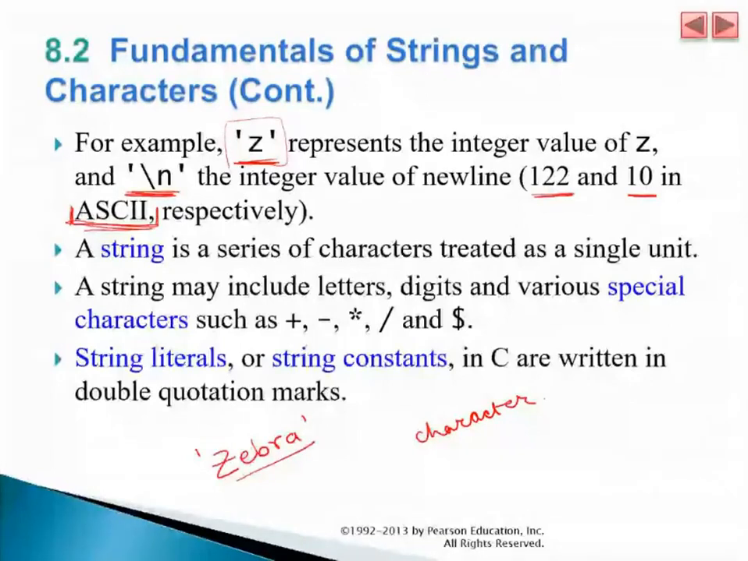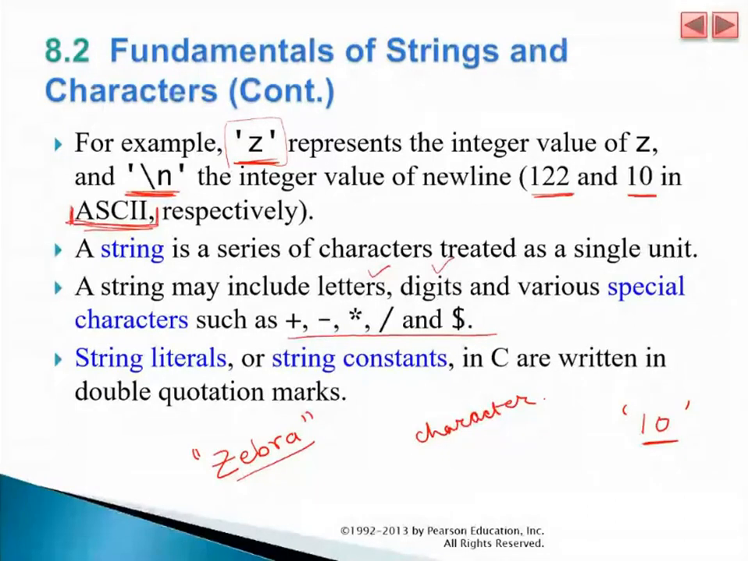A string may include letters, digits, and various special characters such as plus, minus, and all these special symbols. So these are also included in the string. We can write letters also. If you write letters in quotes, this is considered a string. Digits and special characters are also included. The only difference is that when you write string literals, you have to put double quotes.